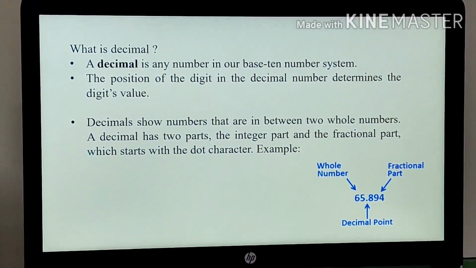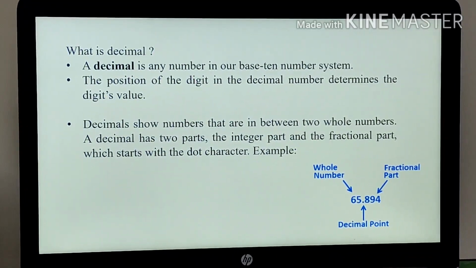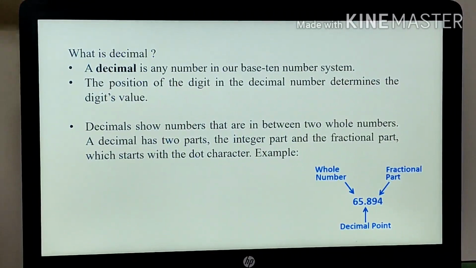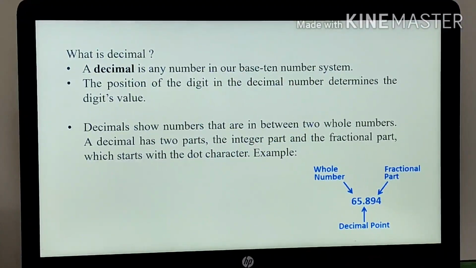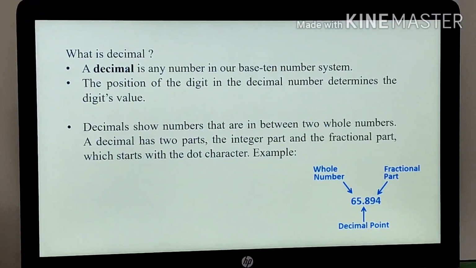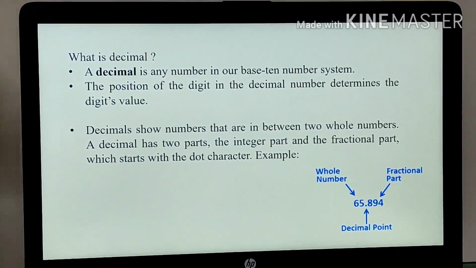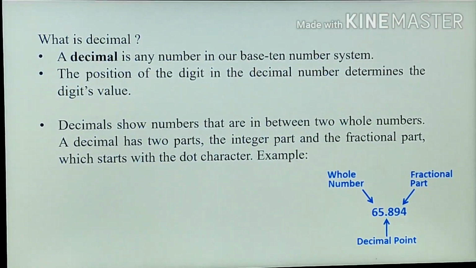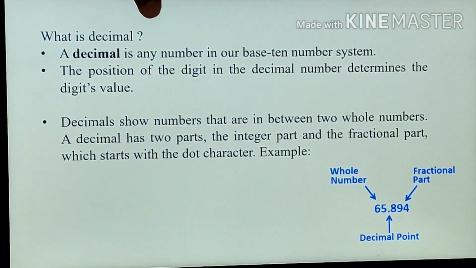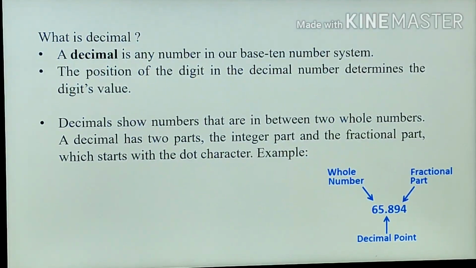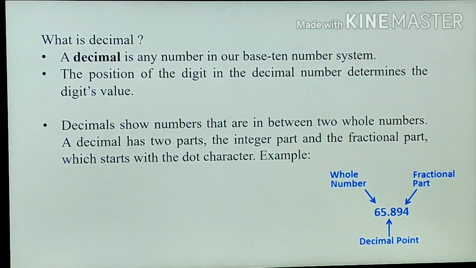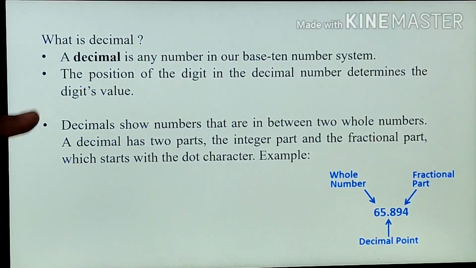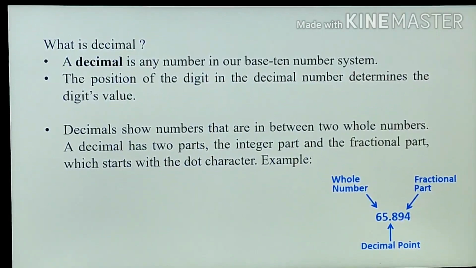So what is a decimal? First of all, before studying types of decimal expansion, we have to study what a decimal is. A decimal is any number in our base 10 number system. As you know, a decimal number is a number written after the decimal point. The position of a digit in the decimal number determines its value. Decimal shows numbers that are in between two whole numbers.